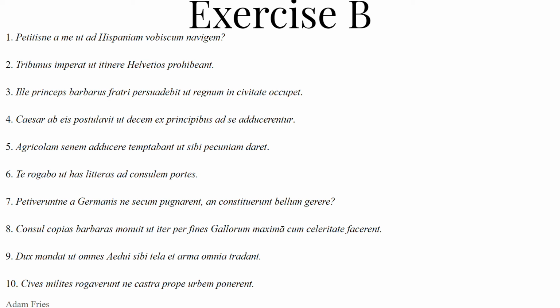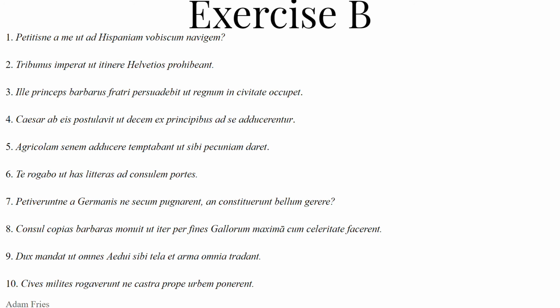Tradant, trans, to hand across, to give over. Trado, tradere, tradidi, traditus, to surrender. So you surrender a direct object in the accusative to a dative indirect object. Dux mandat ut omnes Aedui sibi tela et arma omnia tradant. The leader instructs all the Aedui to surrender all of their weapons and arms to him, meaning the leader. The leader commands so that all of the Aedui may surrender all their weapons and arms to him.